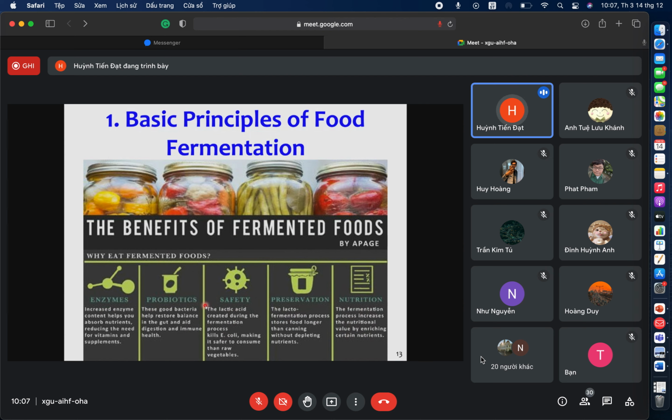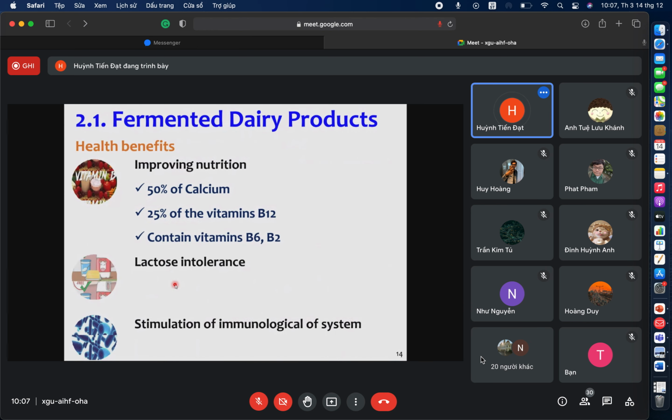Okay, so that's several benefits that you can think about with fermented food. Any in here familiar to you? Health benefits of fermented dairy products. In here we talk about these kinds of products containing many health benefits. They improve calcium, provide 25% of vitamin B12, and contain vitamin B6 and B2. For those with lactose intolerance.